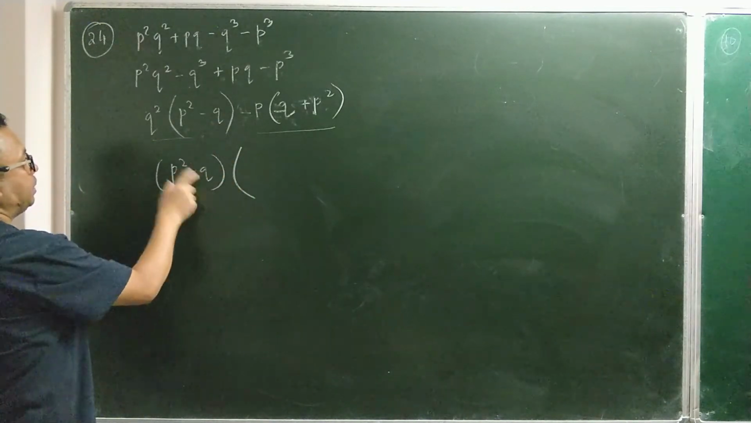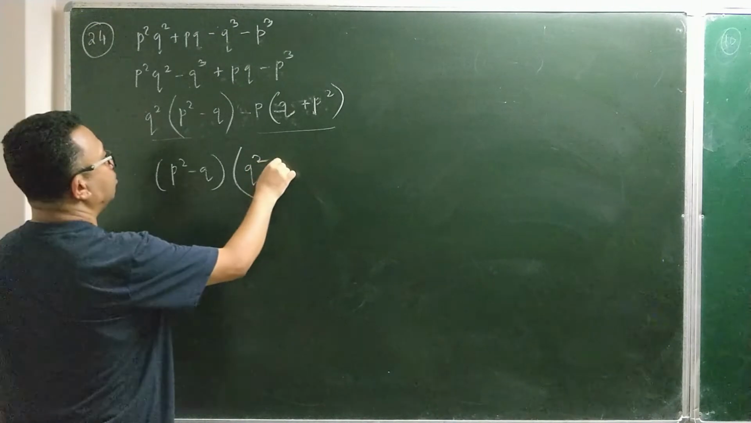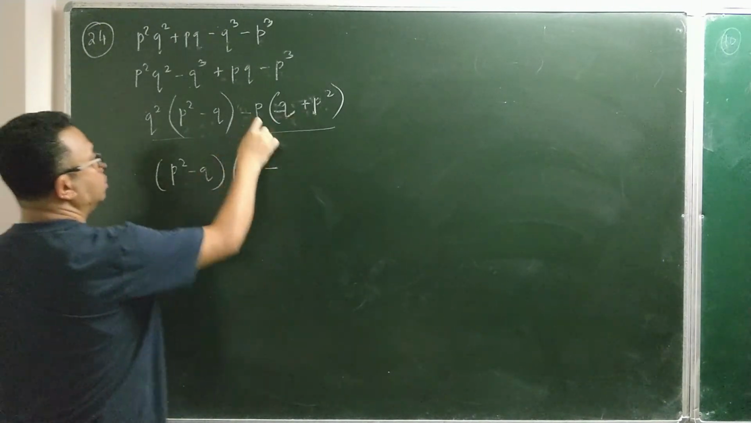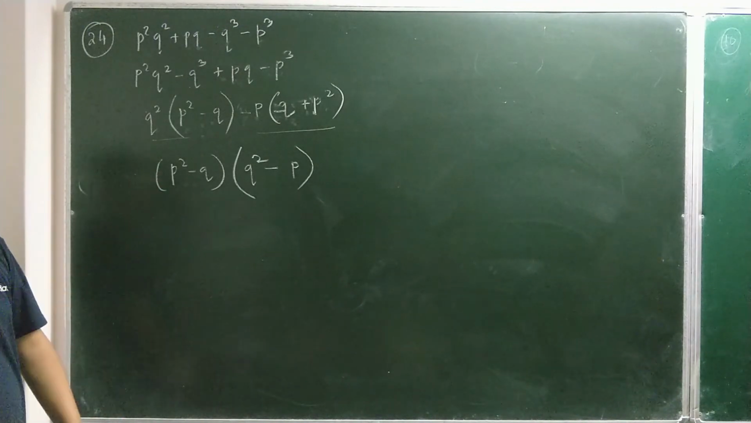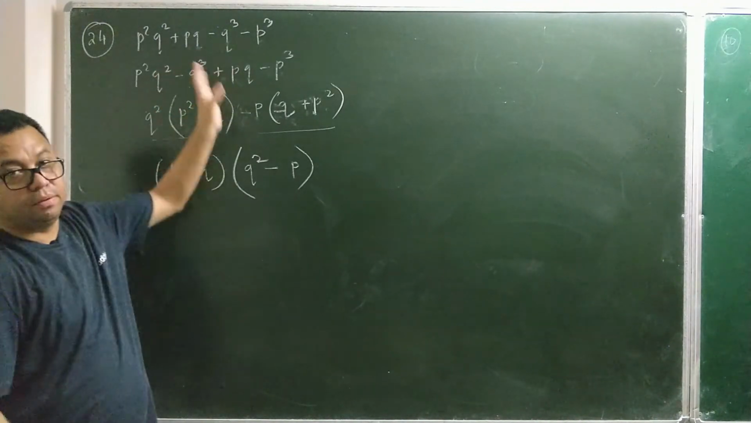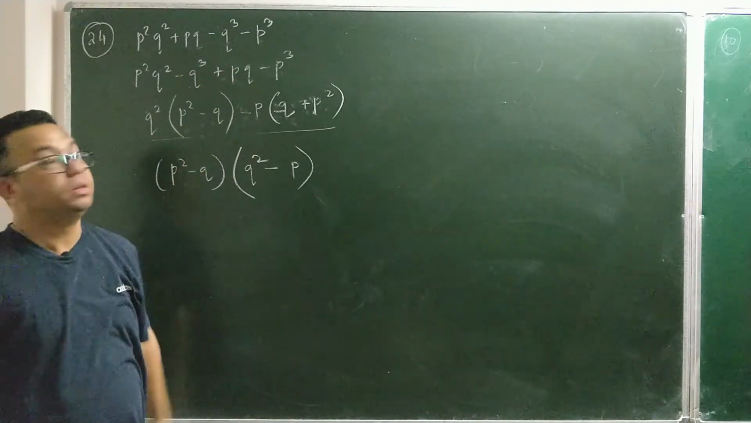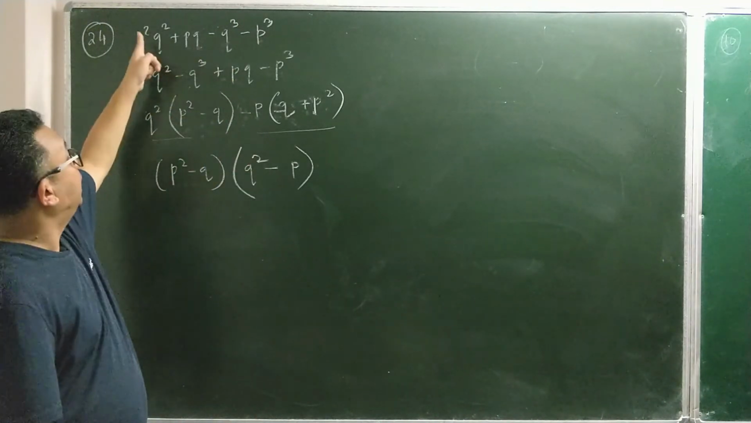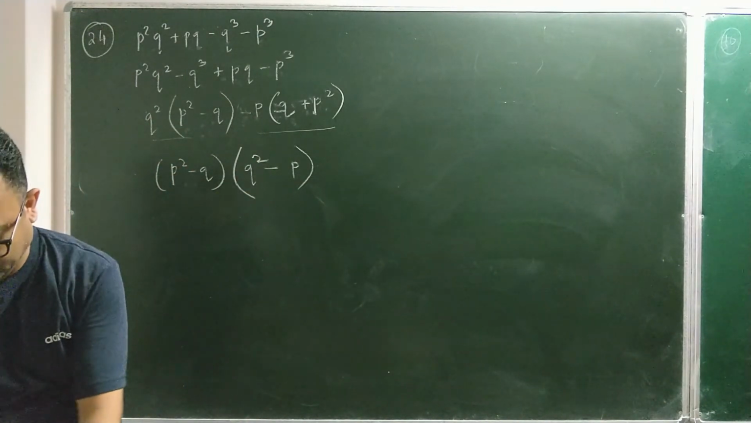Then from here, as this bracket is common, it is already out, so q square minus p. Yeah, like this. So in question number 24, you can see a little bit of change in the pairing. When you are pairing the terms to take out common, this did not work with this, so I had to bring this one here. In some questions you may have to do that.